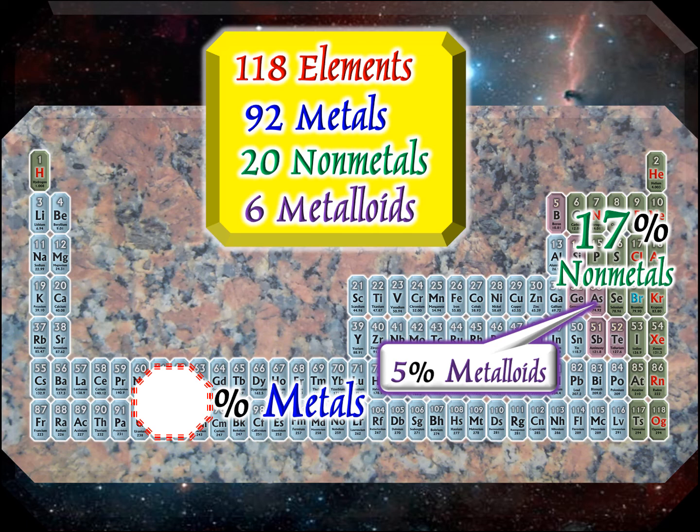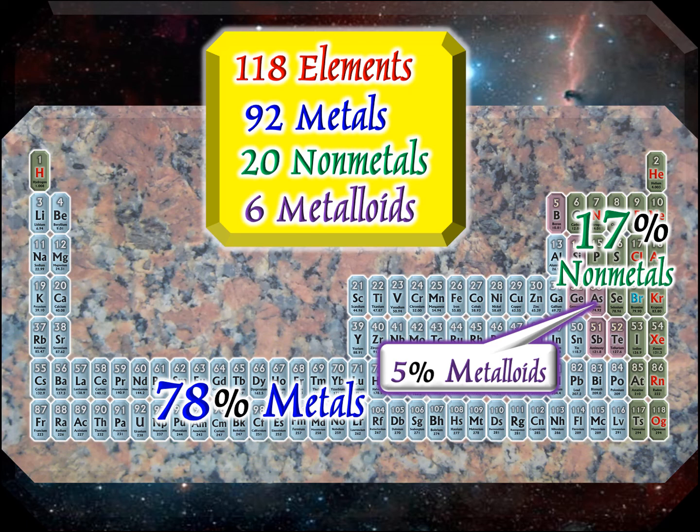So if you put these into percentage form, that makes 17% of the periodic table nonmetals, 5% metalloids. Add those together, what do you get? Okay, what do you get? 22%. So what's left for the metals? What percentage of the periodic table must be metals? The periodic table is 78% metals. If we go by the number of elements there are and how many of them are metals, 78% of the different elements on the periodic table are metals.